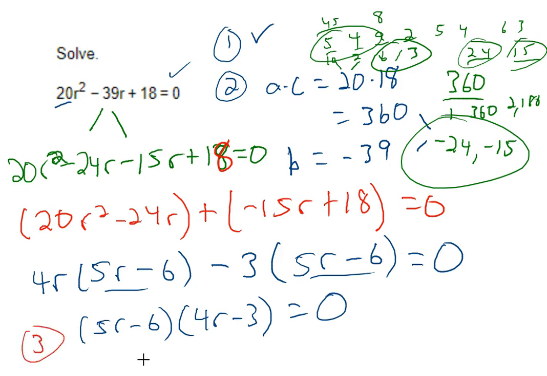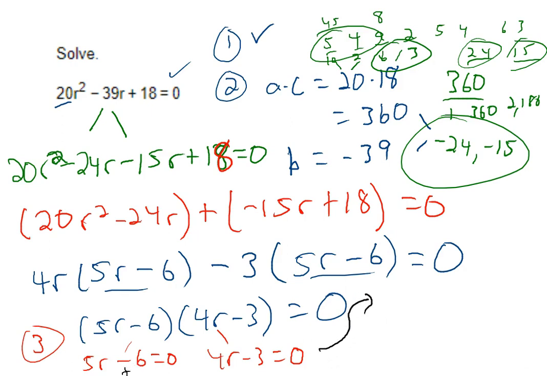Step 3 is to set each factor equal to 0. So we're going to get 5r minus 6 equals 0, 4r minus 3 equals 0. Sorry, that really didn't come out very nice. Let's try that again. Equals 0. And then we solve each of these for r. And so I'll do that over here where I have a little bit more room.